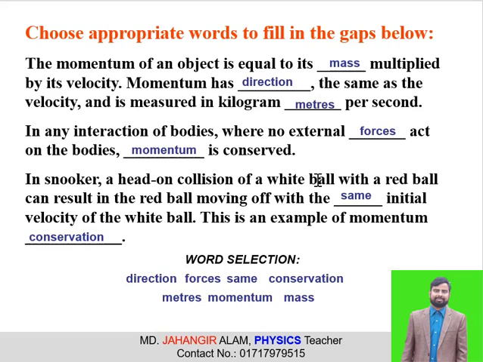In snooker, a head-on collision of a white ball with a red ball can result in the red ball moving off with the same initial velocity as the white ball. This is an example of momentum conservation.